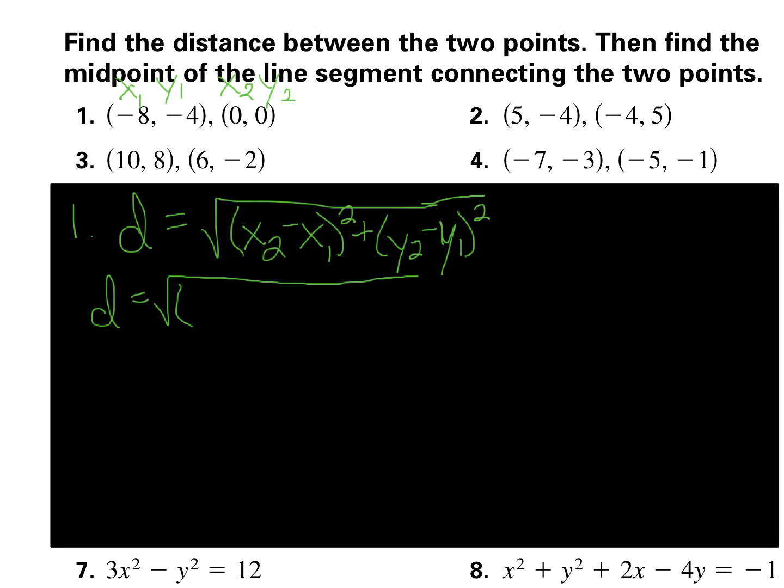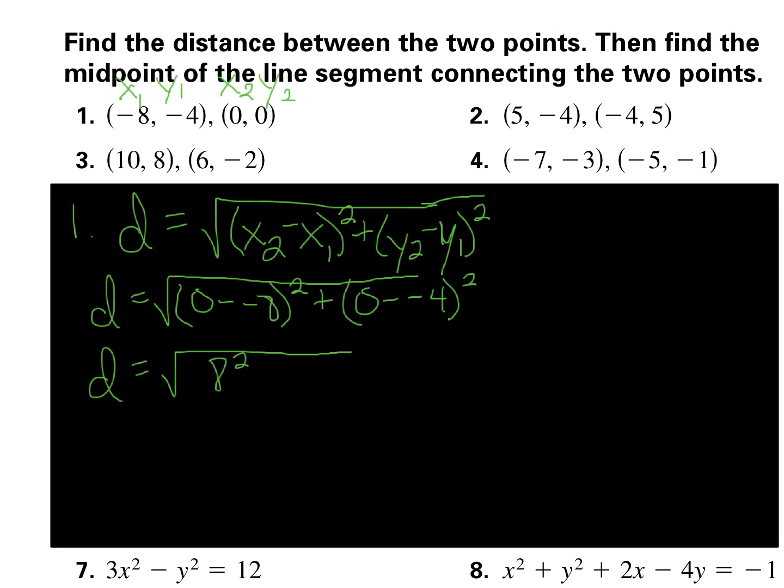So we have x2, which is 0, minus x1, which is -8. Now we have to be careful to keep track of our negatives and positives. And then plus y2, which is 0, minus -4 squared. So we'll simplify, reduce as we go. 0 minus -8 is actually +8, so that would be 0 plus 8, which is 8 squared, plus 0 minus -4 would be 0 plus 4, which is 4 squared.